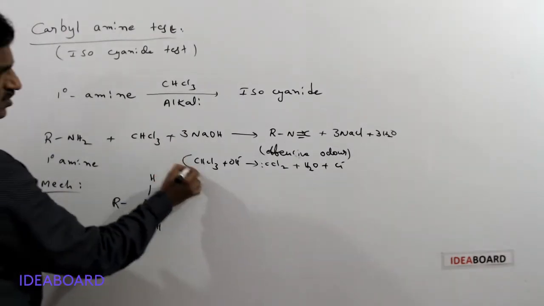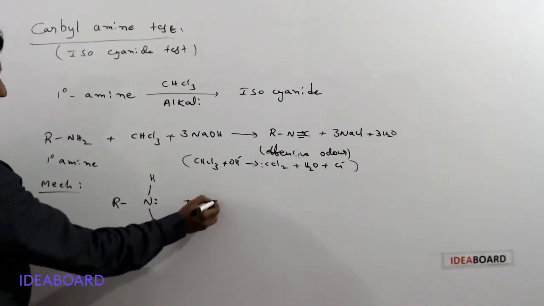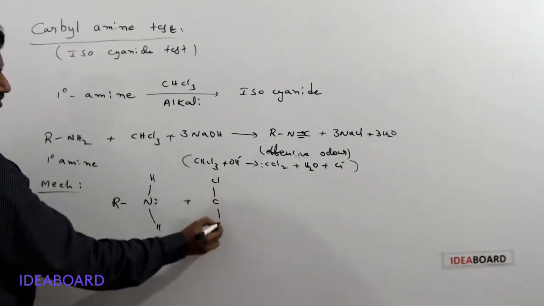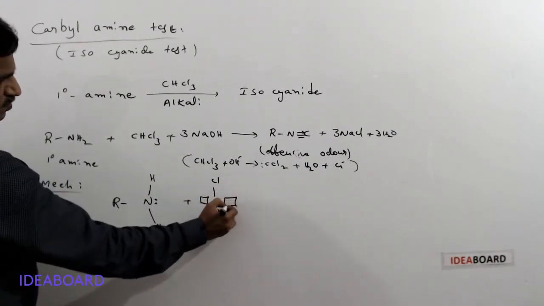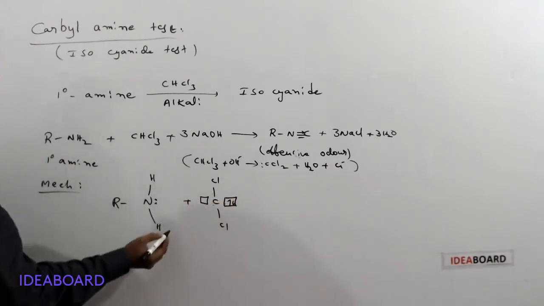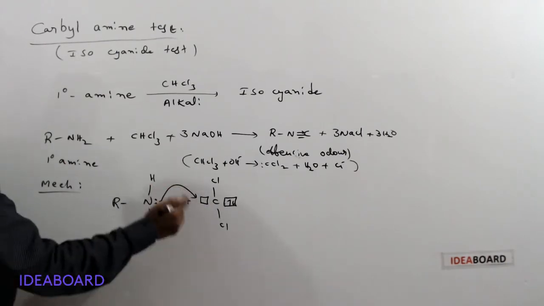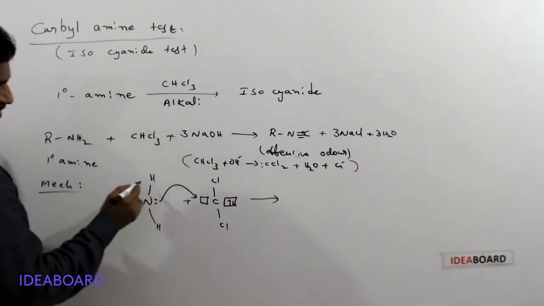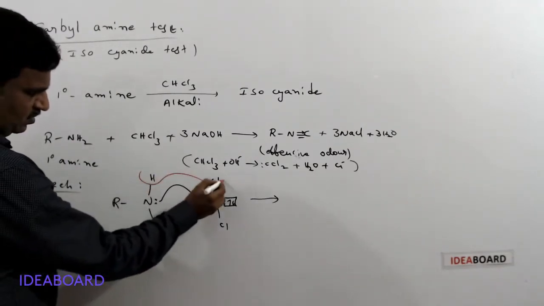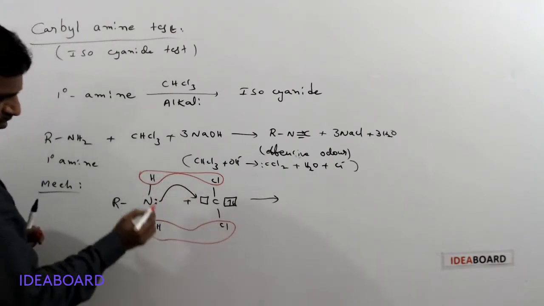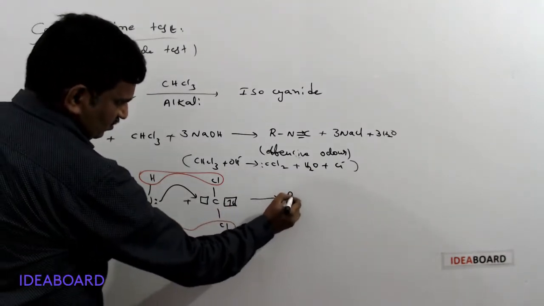This dichlorocarbene is the electrophile in this process. Here we take the dichlorocarbene with Cl and Cl, and there is a vacant orbital and a lone pair containing orbital on the carbon atom. The nitrogen donates its lone pair to the vacant orbital, forming a dative bond. So here this hydrogen and this chlorine atom, and this hydrogen and this chlorine atom, are removed.